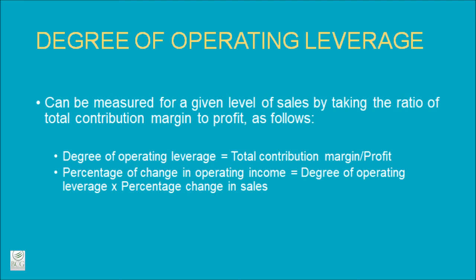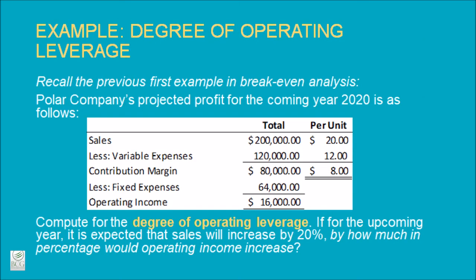To understand this more, let's do another example. Recall the first example in break-even analysis. For your convenience, it is also presented here. Polar Company's projected profit for the coming year 2020 is as follows. Now, we are asked to compute the degree of operating leverage, and if in the upcoming year sales are expected to increase by 20%, by how much in percentage would operating income increase?